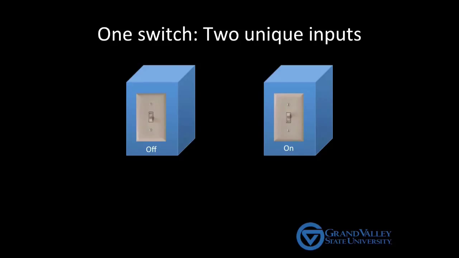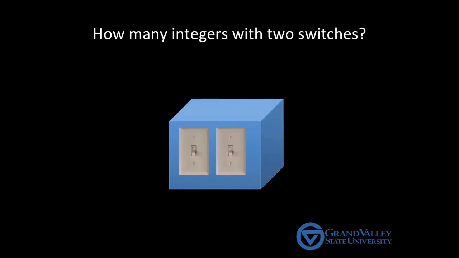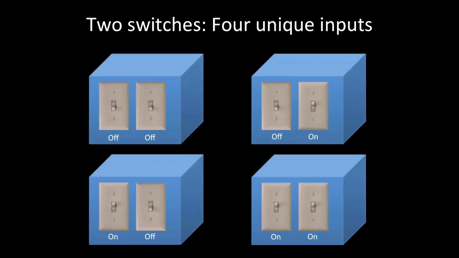If we want the single piece of hardware to distinguish among more than two integers, we need to put more switches on it. So how many integers could we ask this box about if it had two switches on it? Well, 4. With two switches, there are 4 combinations of switch positions: off-off, off-on, on-off, and on-on. And we can assign a different integer to each combination. This means that a box with 2 switches can answer a question about any of 4 different integers.